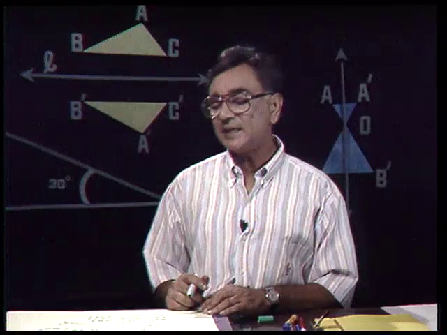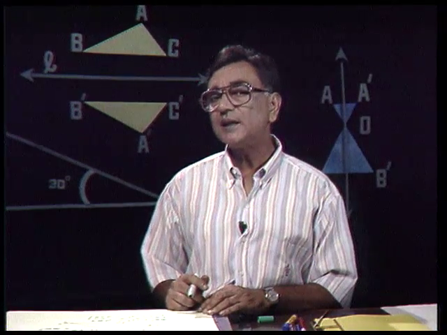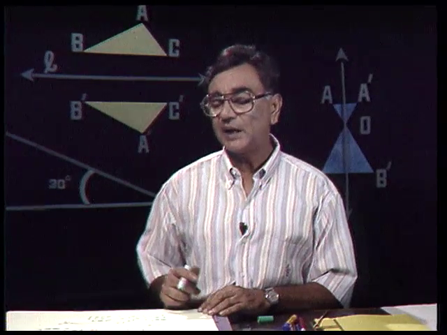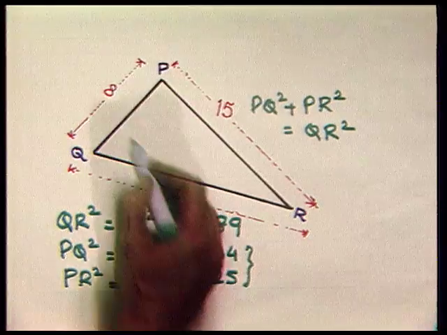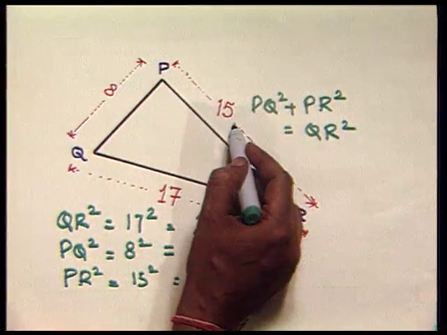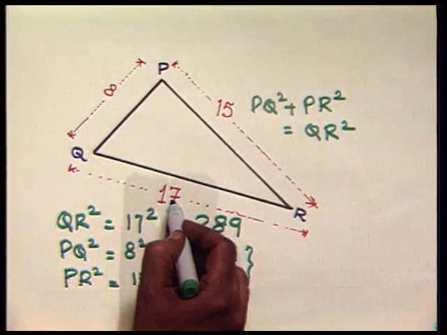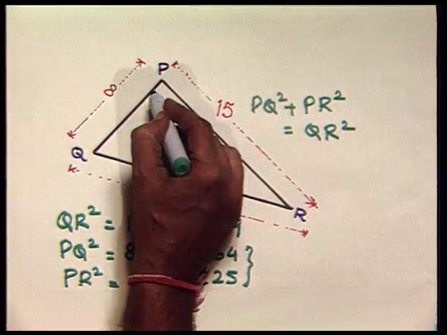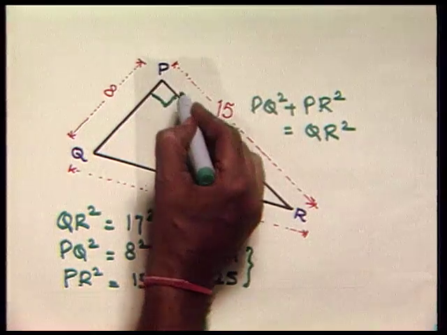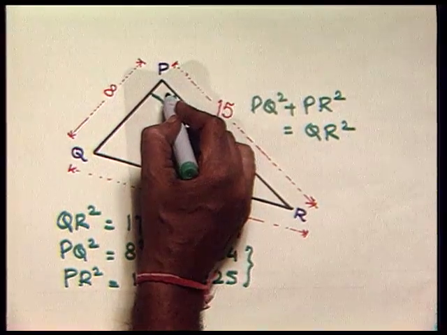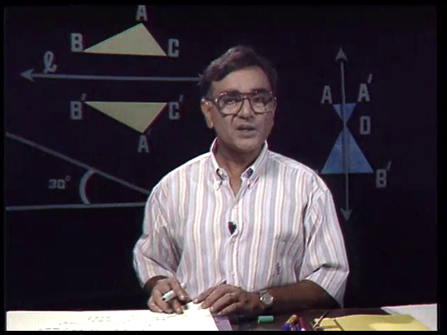Now the question arises, at what point is this a right triangle? Since 17 square is equal to 8 square plus 15 square, the angle opposite to this longer side must be a right angle. So at P this is a right angled triangle. Now this is nothing else but the converse of Pythagoras theorem. So let us state the converse of Pythagoras theorem.